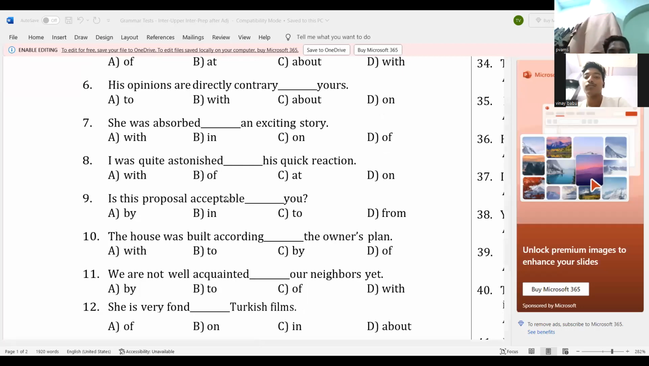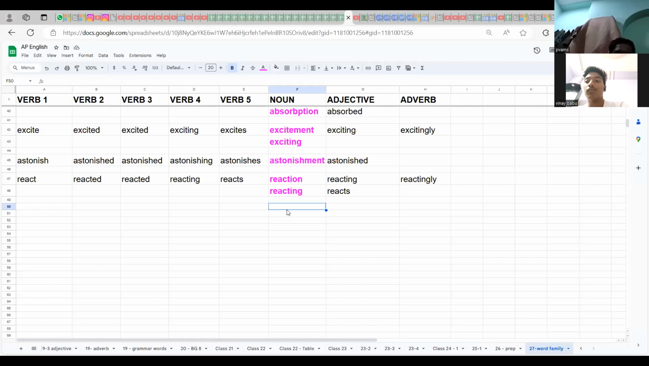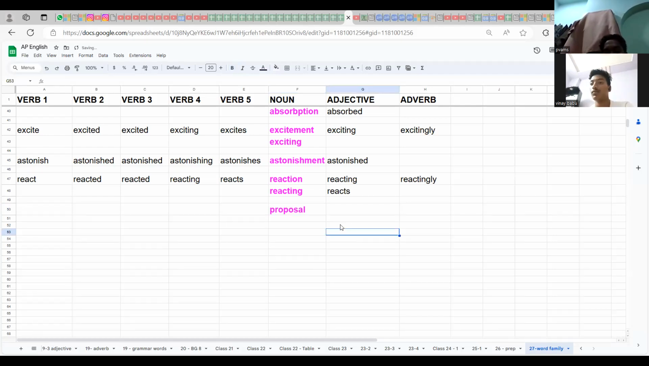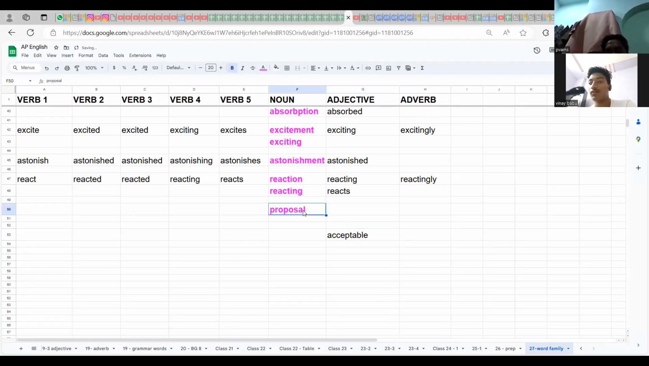Is the proposal acceptable? Is the proposal acceptable to you? Look at this. Proposal, acceptable to you. So I'm going to help you with this proposal. Look at that proposal. Then it is going to be acceptable. Look at the acceptable. The proposal, Vinay, what is going to be V1? The verb for proposal. I put it in the noun column.